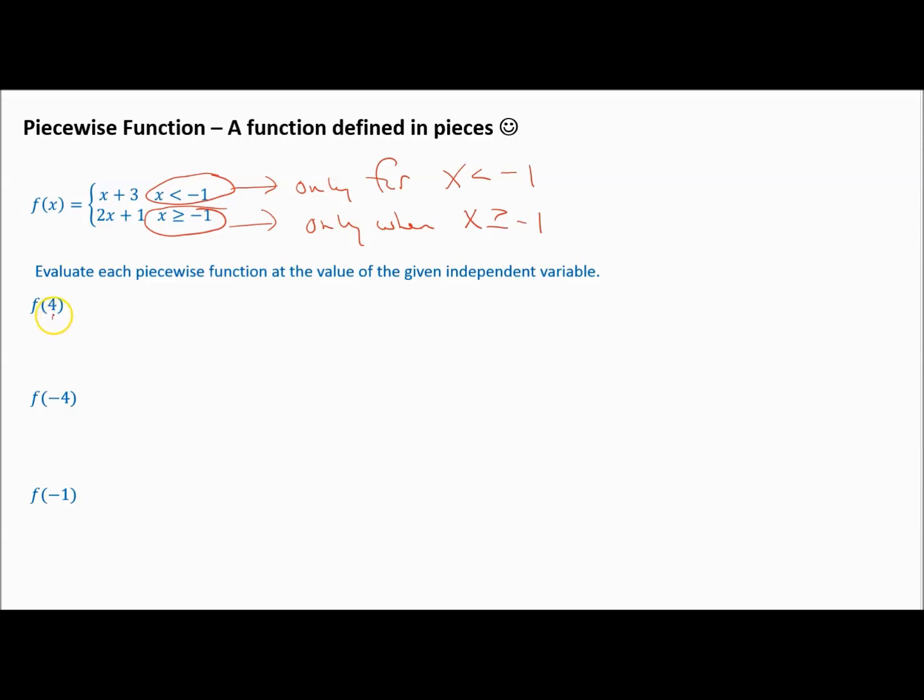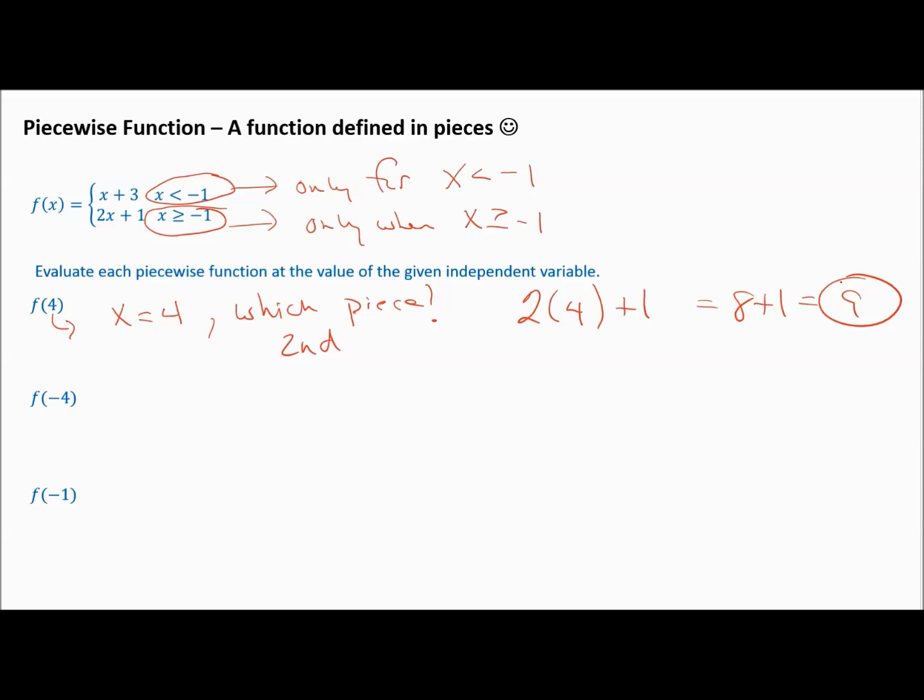So remember what this means is x is equal to 4. So the next question is, which piece do I use? Well, it says use the first piece, the top piece, x plus 3, if x is less than negative 1. Well, it's not, right? 4 fits into the second piece. 4 is bigger than or equal to negative 1. So all I do is plug 4 into the second piece. I do 2 times 4 plus 1, which is going to be, of course, 8 plus 1, which is 9. So f of 4 is 9.